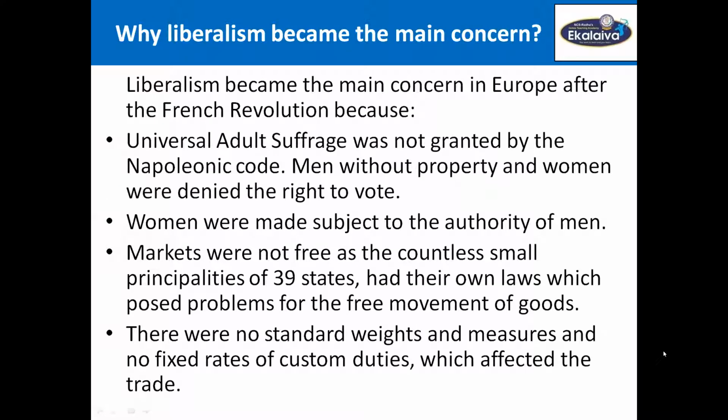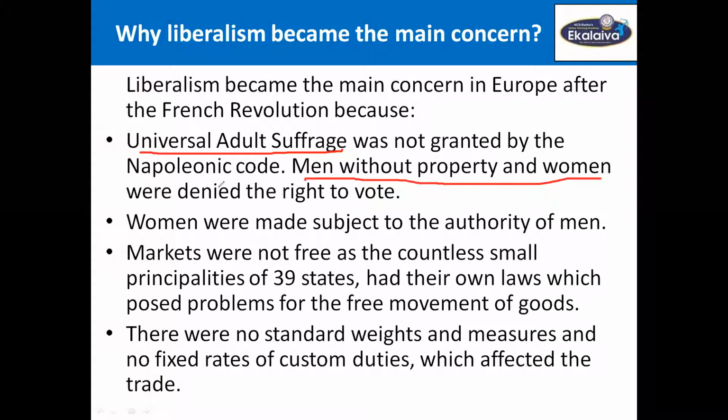So liberalism became the main concern in Europe. Why did it become the main concern? These are the reasons. Universal adult suffrage was not granted by the Napoleonic Code. Only for a brief time, under the Jacobins, all adult males enjoyed the voting right. Otherwise, in Europe, men without property and women were denied the right to vote.